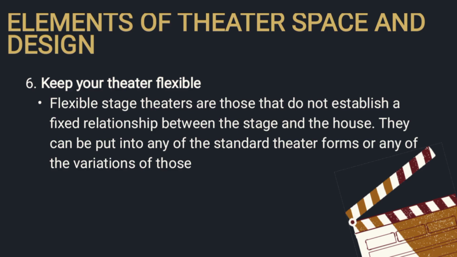We have number 6, keep your theater flexible. Flexible stage theaters are those that do not establish a fixed relationship between the stage and the house. They can be put into any of the standard theater forms or any variation of those. So usually there is no physical distinction between the stage and the auditorium, and the audience is either standing, intermingling with the performance, or sitting on the main floor.